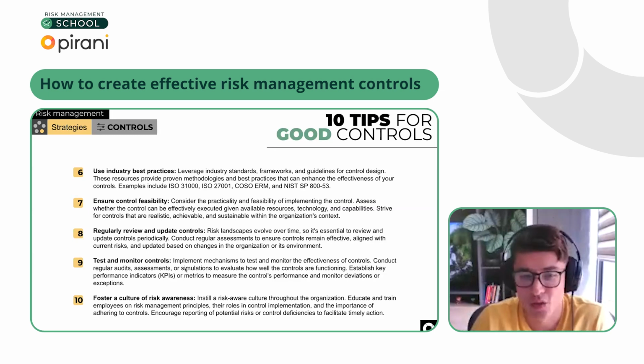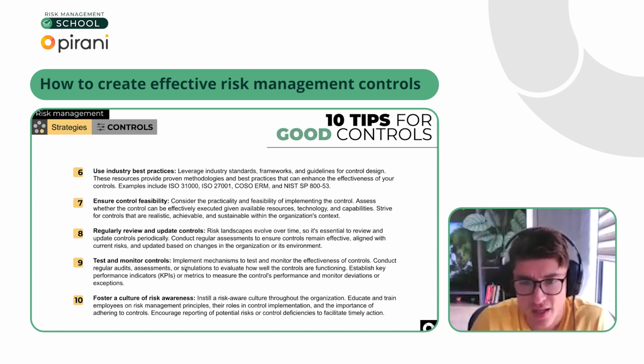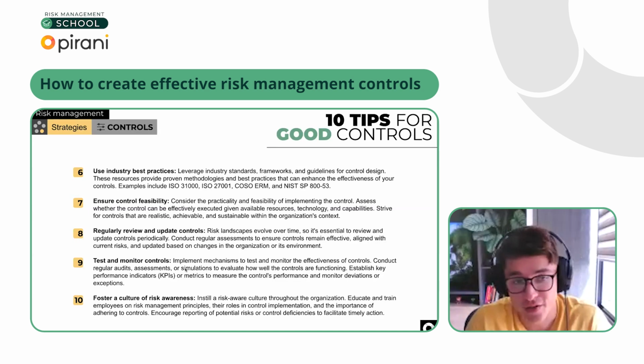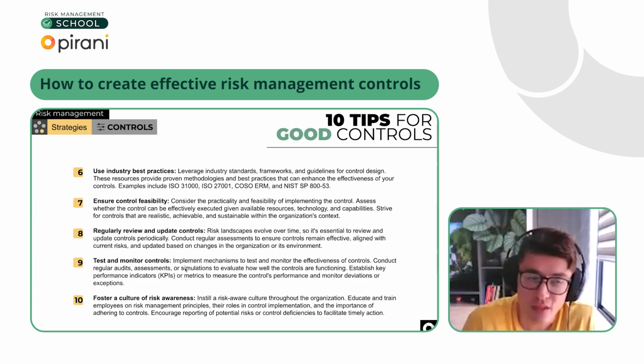9, test and monitor controls. Implement mechanisms to test and monitor the effectiveness of controls. Conduct regular audits, assessments, and simulations to evaluate how well the controls are functioning. Establish key performance indicators or metrics to measure control performance and monitor deviations or exceptions.